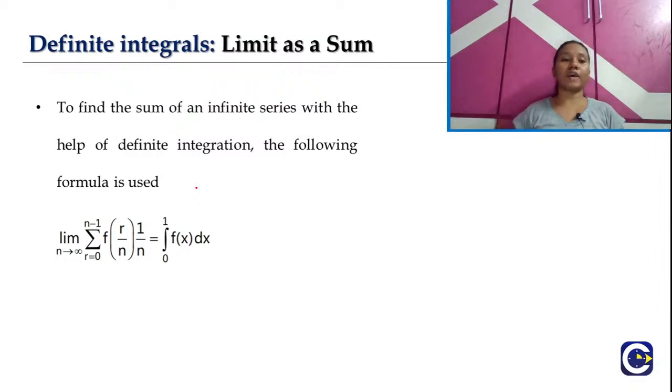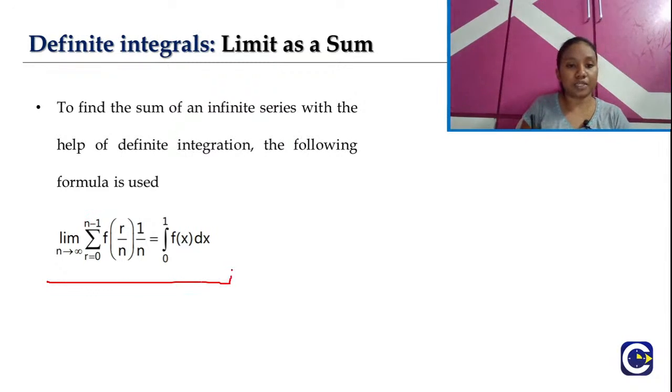So if we want to find the sum of this infinite series, we can normally also find it by using limits and all, but it will be a lengthy way. But we can convert that infinite series with the help of our definite integrals. We can convert that and we can simply find the answer using the concept of our definite integration. Right. So this will be the formula actually.